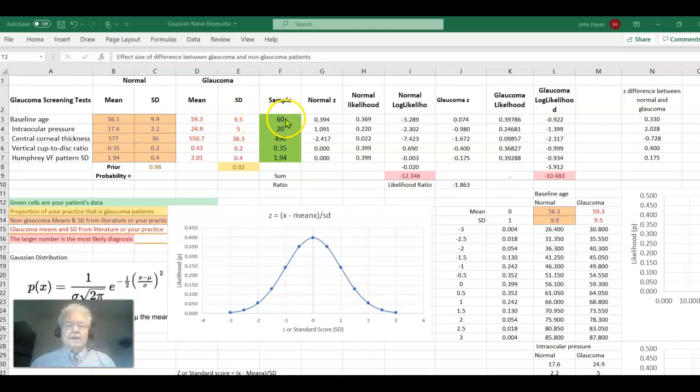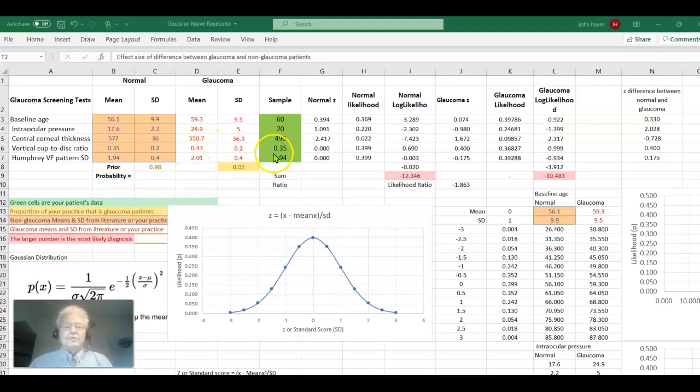So here's an example. We're going to have a sample, or rather this patient. The patient is 60 years old, their IOP is 20, their central corneal thickness is 490, their vertical cup to disc ratio is 0.35, and their Humphrey visual field is 1.94. For these last two, 0.35 is the mean, and 1.94 is the mean for the normals there.